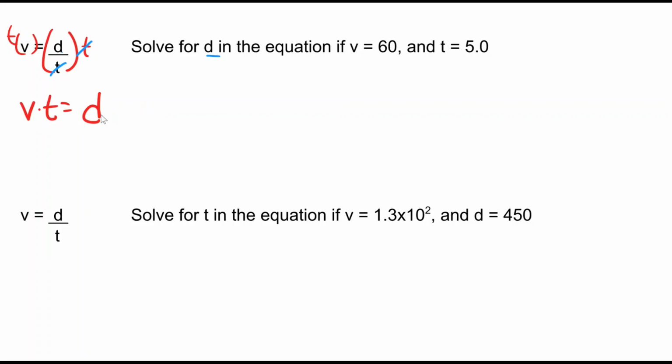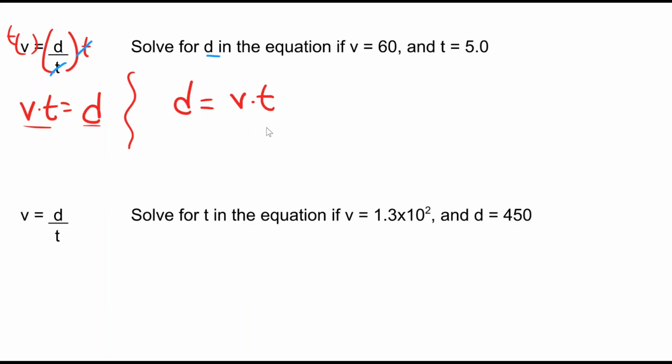Now, there's no reason why we have to say vt equals d. We could write this as d equals vt. Just because something's on the right-hand side of an equation, you can swap the entire right-hand side with the entire left-hand side. It just means this side's equal to that side. That's all. So d equals v times t. We've got our new formula now.